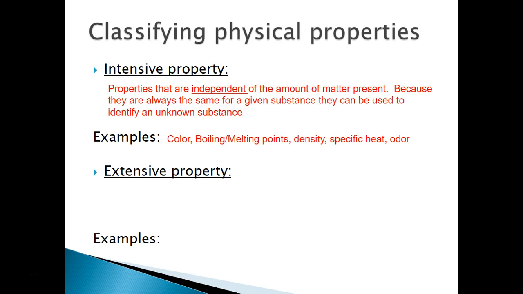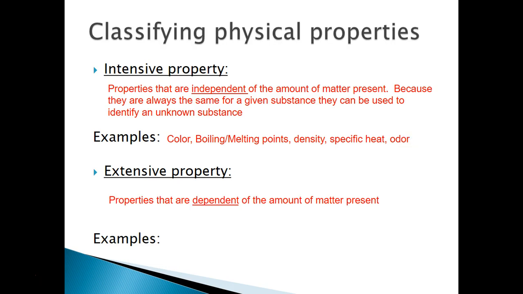If I have a sample of copper, I love using copper as an example, I don't know why, but if I have a penny or a huge chunk of copper, they're both going to have the same color. They will also both melt at the same temperature and freeze at the same temperature and boil at the same temperature. They'll have the same density. They'll have the same specific heat and they'll smell the same. Those are all examples of intensive properties, properties that remain the same no matter how much of the sample we have. An extensive property is the opposite.